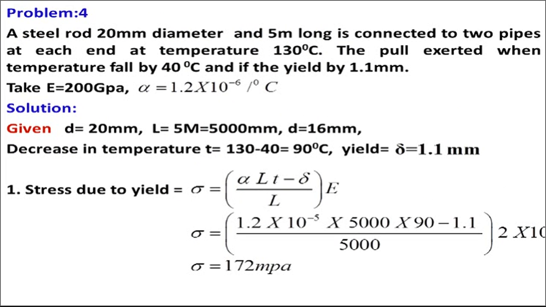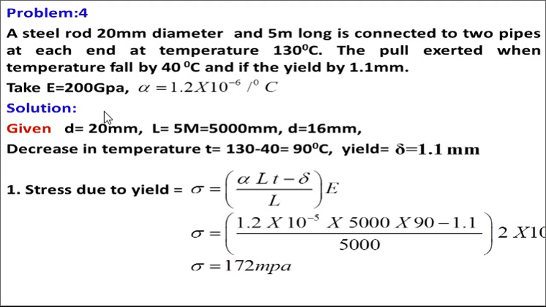Now see the fourth problem. A steel rod 20 mm diameter and 5 meter long is connected to two pipes at each end at temperature 130 degrees Celsius. Find the pull exerted when the temperature falls by 40 degrees Celsius and if the yield is 1.1 mm. Okay, so take E 200 GPa, alpha 1.2 into 10 to the power minus 6.